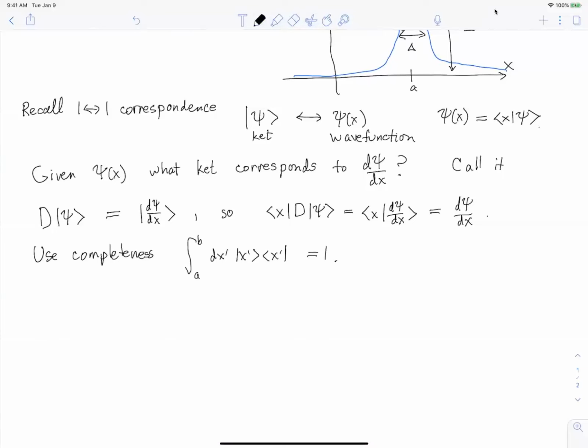Okay, so what do we get? First, let me write down the right-hand side. d psi by dx is equal to, now I'm going to write down my integral. Then I'm going to write down bra x and d psi by dx, but inside I'm inserting ket x prime, bra x prime. Oops, that's not what I meant to do. I meant to first put in the operator D.